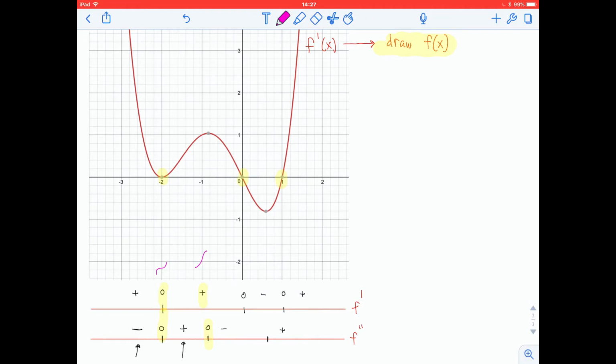We then have a critical point at x equals 0, and we can see that the first derivative is changing from positive to negative. And concavity is negative, which means that the graph at this critical point is going to look a little bit like this. We have another concavity change right here, and we can see that the concavity is changing from concave down, because the second derivative is negative, to concave up, because the second derivative is positive on the other side.